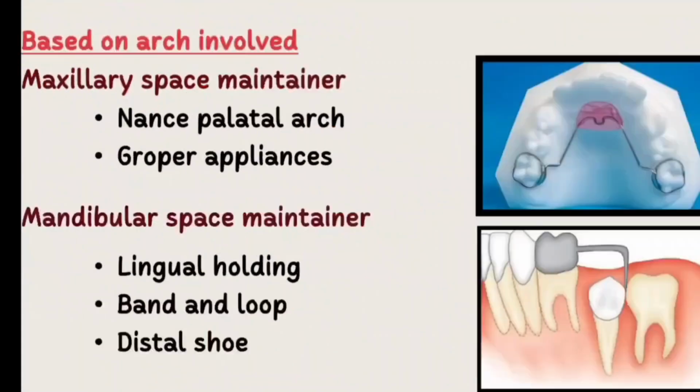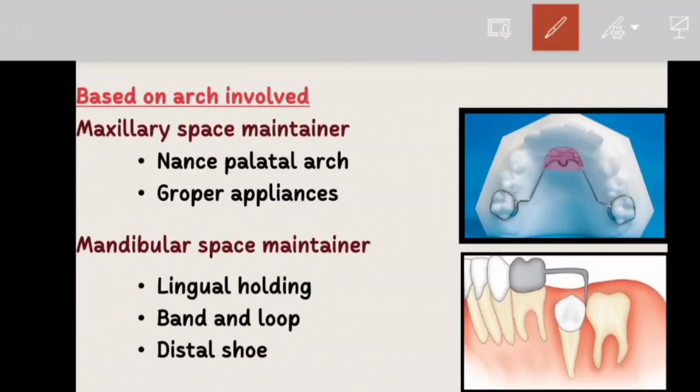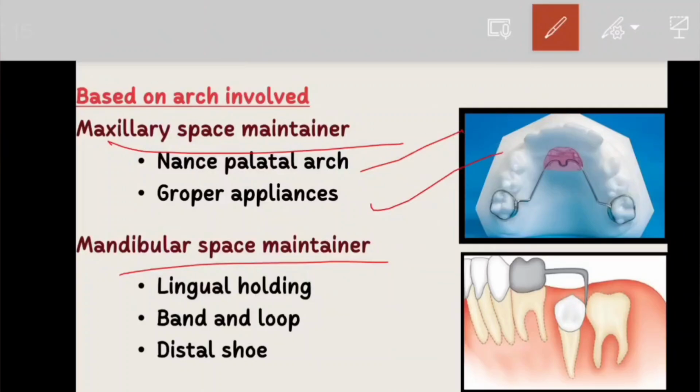Now based on the arch involved, it is divided into two: the maxillary space maintainer and the mandibular space maintainer. Maxillary space maintainers are the Nance palatal arch and the Groper appliance, while mandibular space maintainers are the lingual holding arch, band and loop and distal shoe.